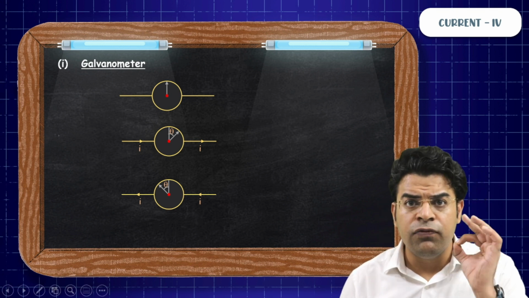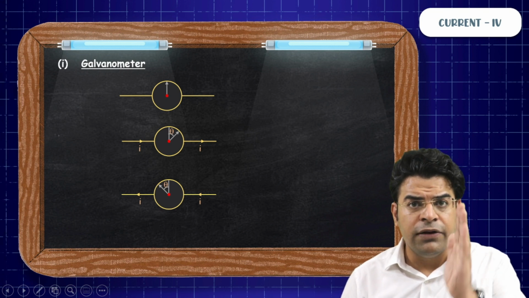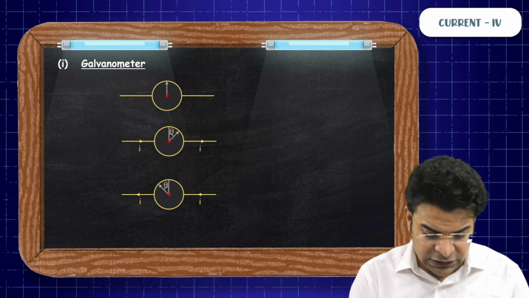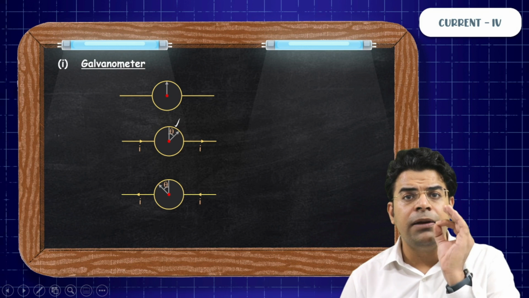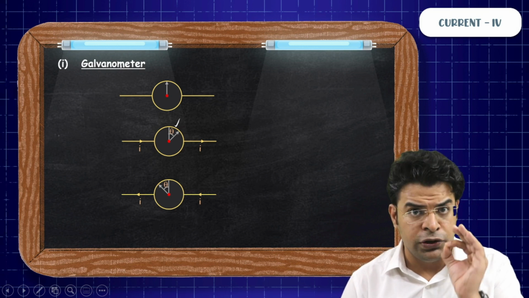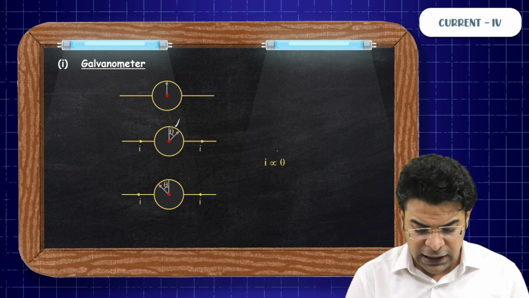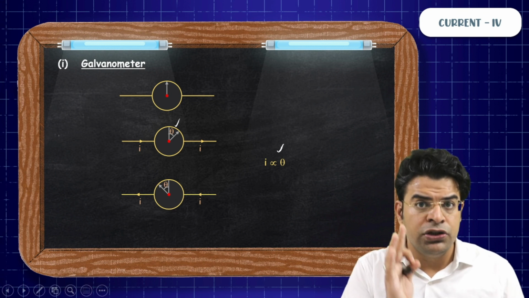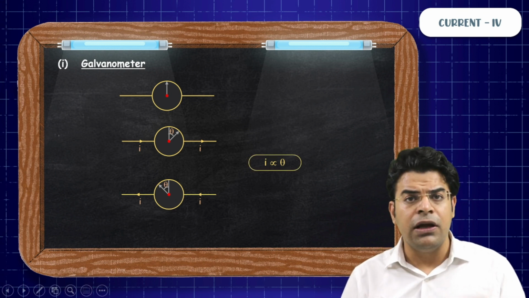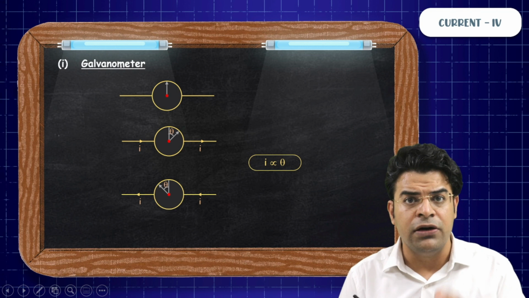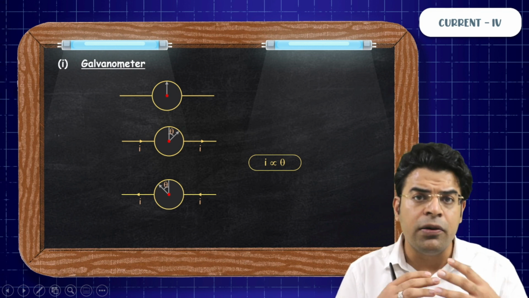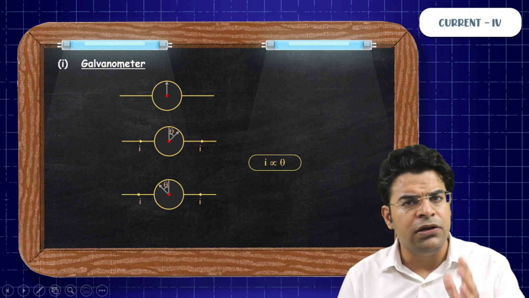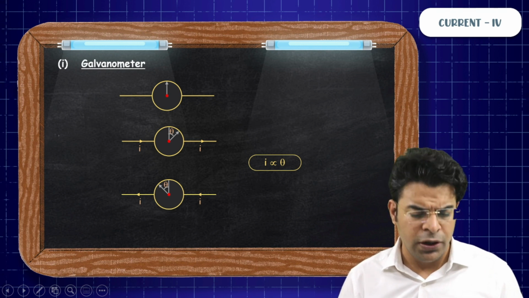We know that for a galvanometer, the deflection in the needle, which is the angle theta, is directly proportional to the current flowing through it. So the current flowing is directly proportional to the deviation shown by the needle. So if you double the current flowing in the galvanometer, then the deflection becomes double. If you triple the current flowing through the galvanometer, then the deflection becomes triple.